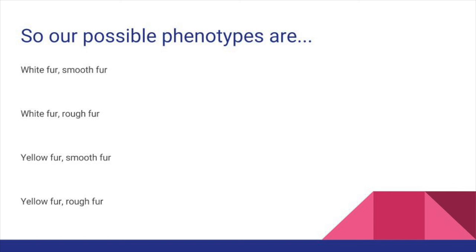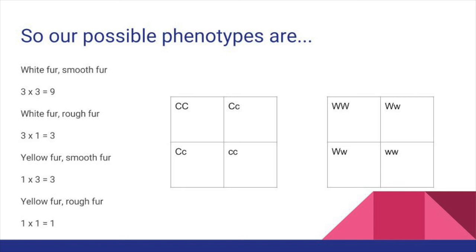All right, so get ready, and here we go. So instead of doing the 16-square Punnett square, I am going to take the phenotype possibilities of white fur smooth fur, white fur rough fur, yellow fur smooth fur, yellow fur rough fur. And from the genotypes, I'm simply going to multiply the incidences of both traits, and you can see my results up there, and they result in 9:3:3:1.